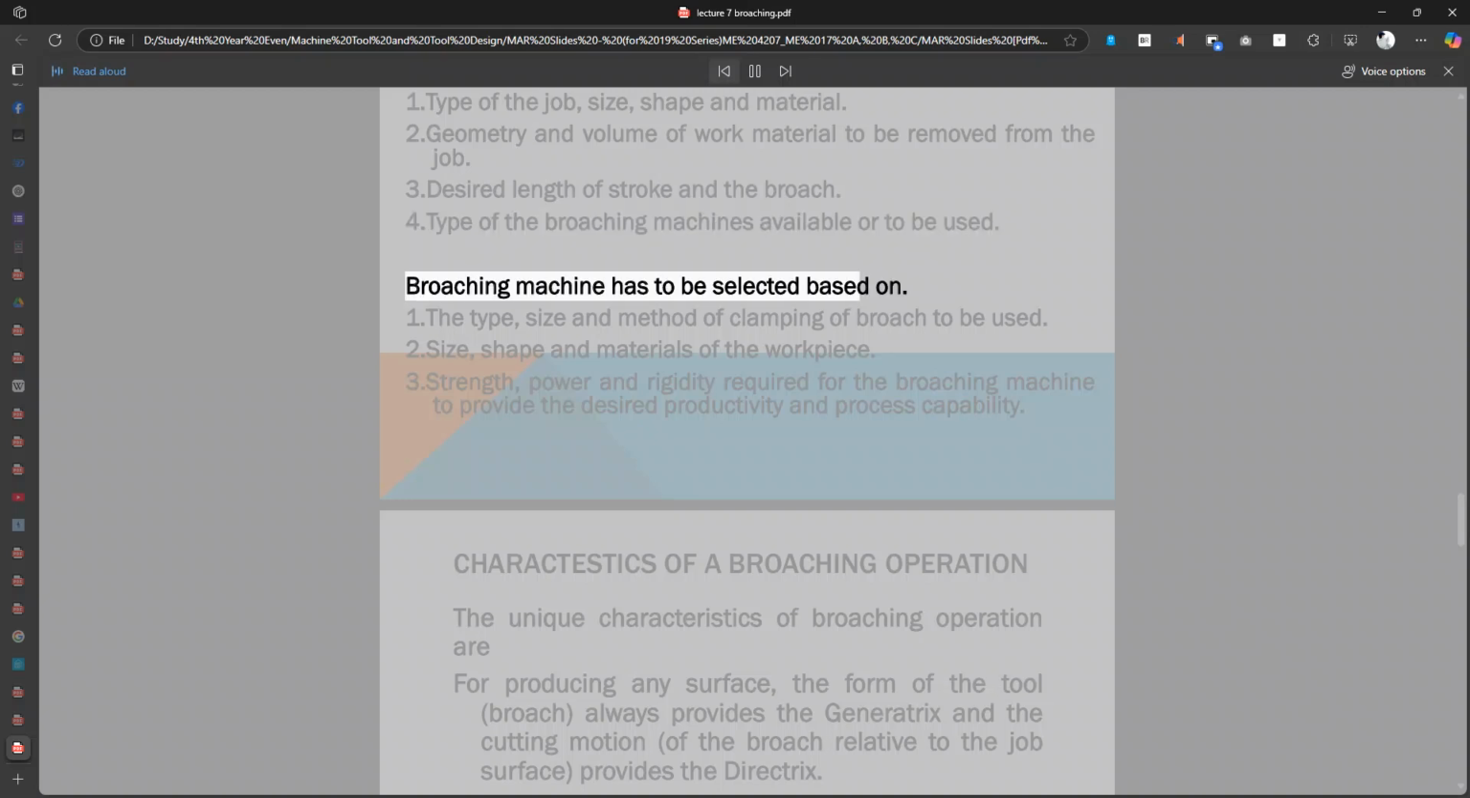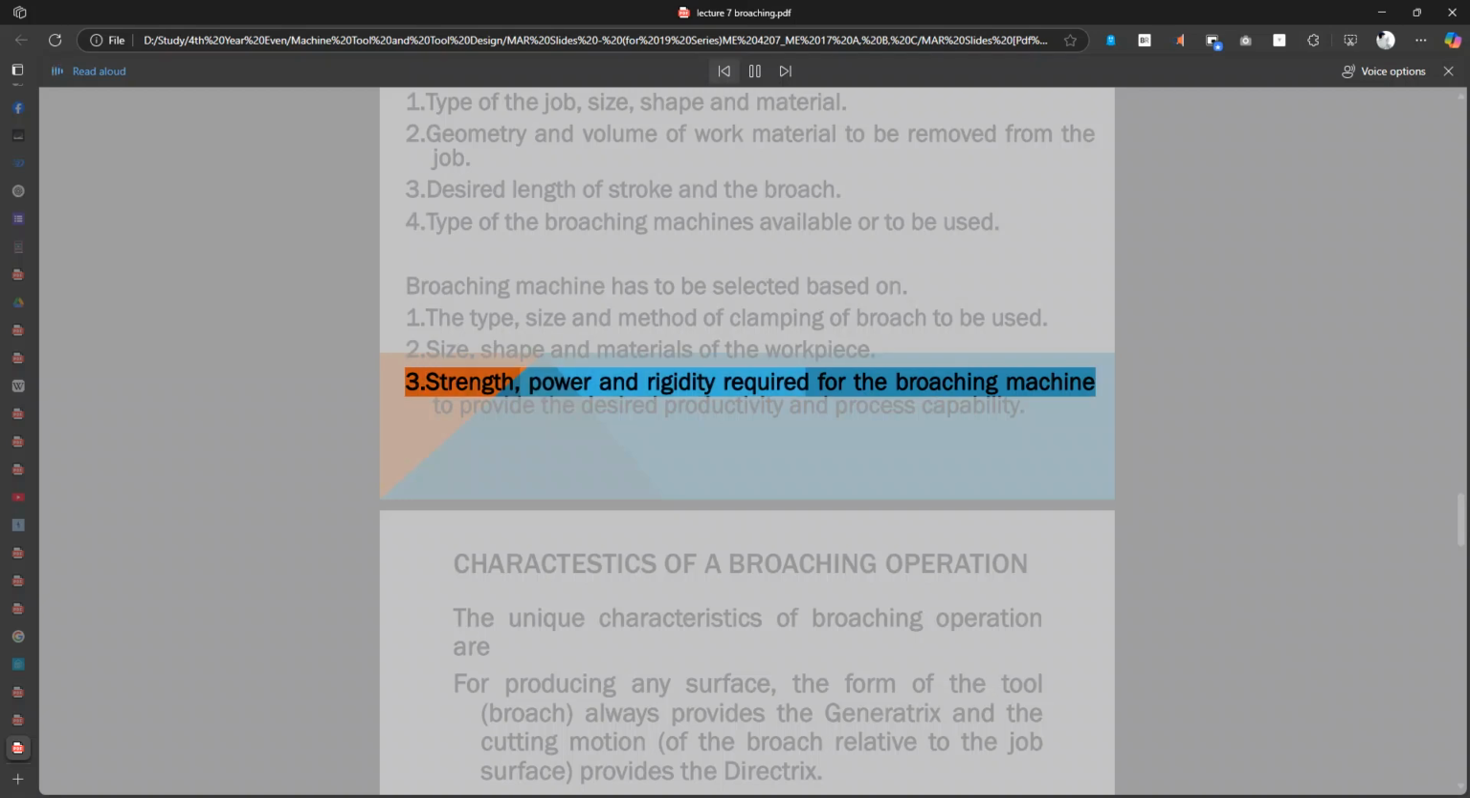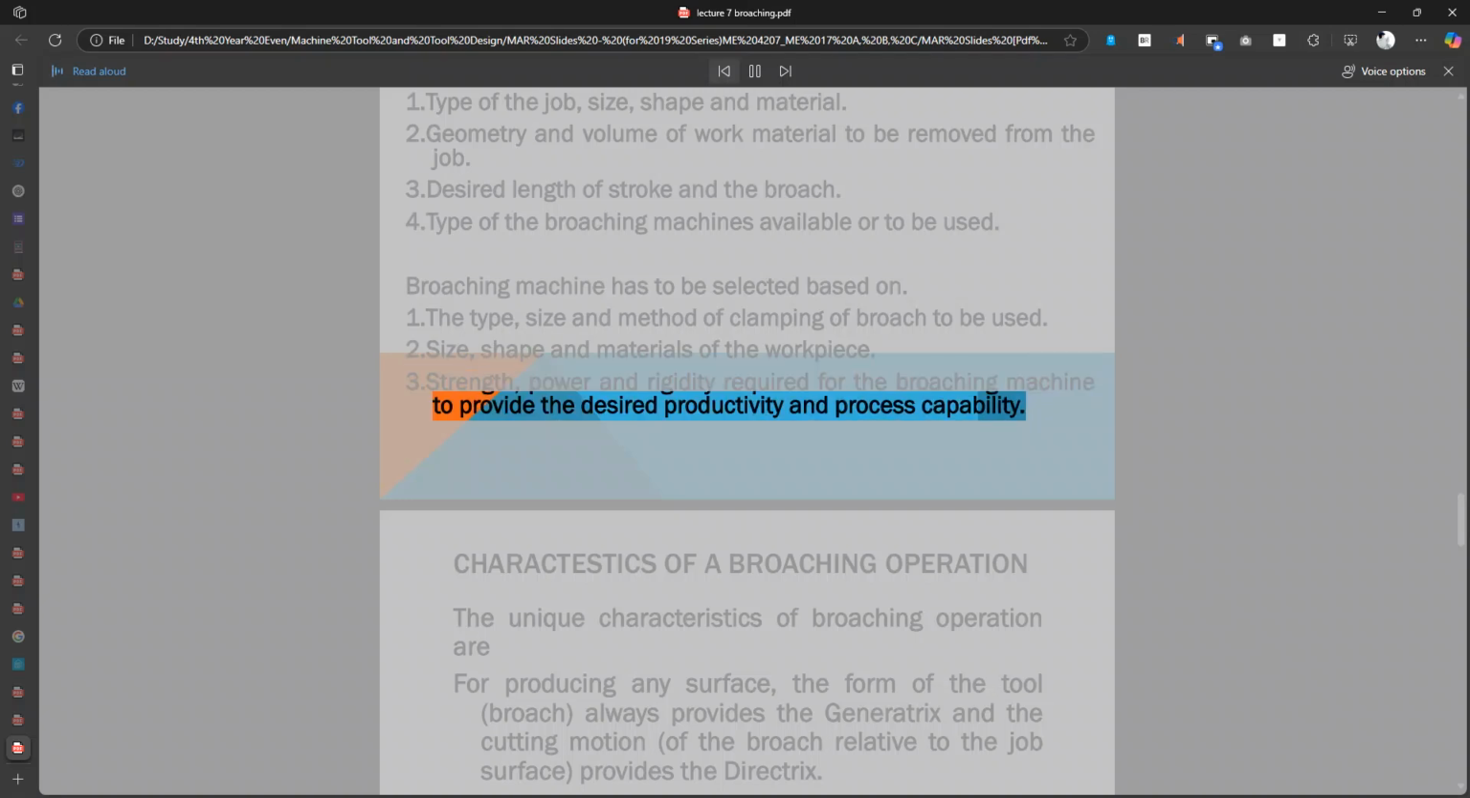The broaching machine has to be selected based on: 1. The type, size and method of clamping of the broach to be used. 2. Size, shape and material of the workpiece. 3. Strength, power and rigidity required for the broaching machine to provide the desired productivity and process capability.